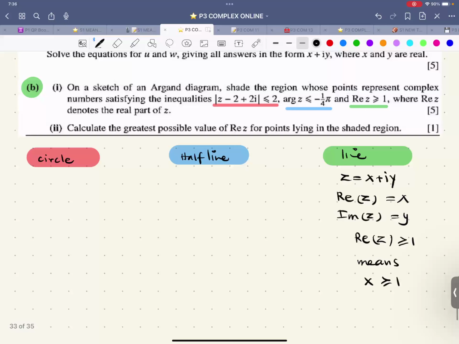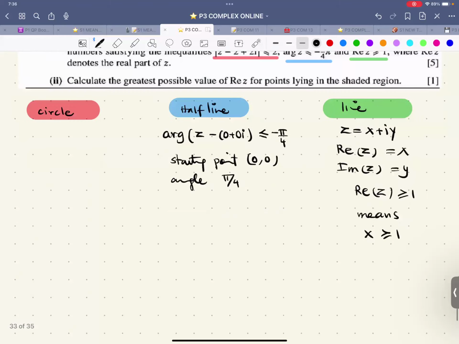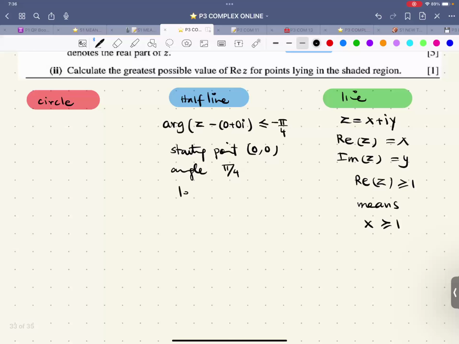The half line, argument of z minus 0 plus 0i, is lesser than or equal to negative pi by 4. Therefore, this half line has a starting point, that is the origin. And the angle is pi by 4. And we are interested in lesser than negative pi by 4. We will draw all of them. But first, make notes for yourself.